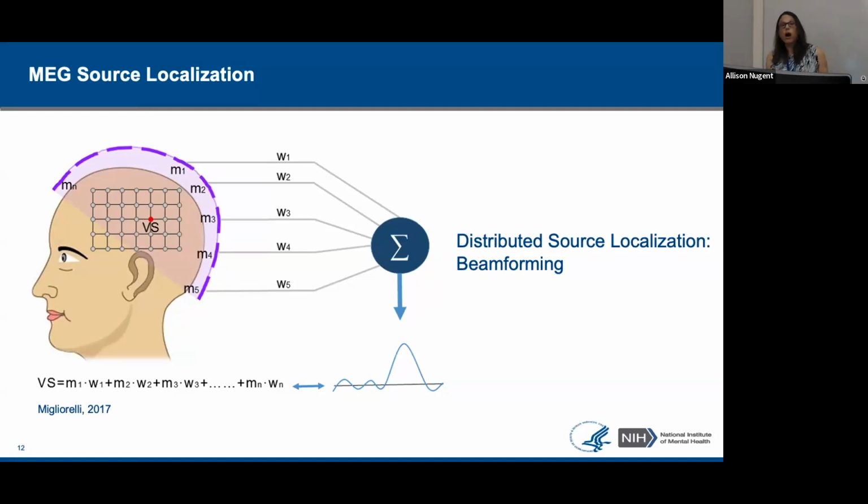In order to derive these weights mathematically, we need to know the field at the sensors generated by a unit source at each grid point. It's called the lead field, along with the covariance matrix of all the channels. And we calculate the weights for each grid point independently. Now, we also make the additional assumption that our solution is the one that minimizes power, minimizes the total power in the brain.